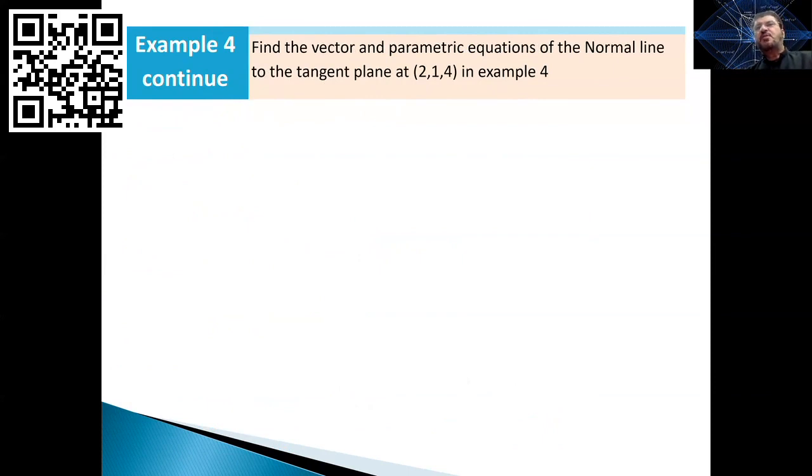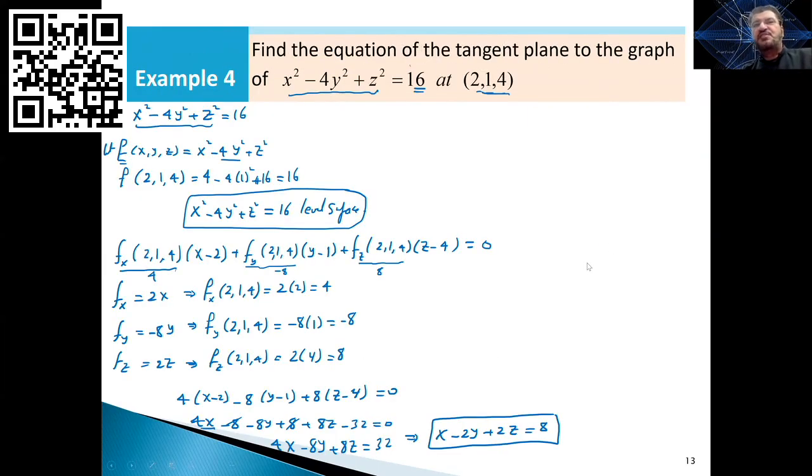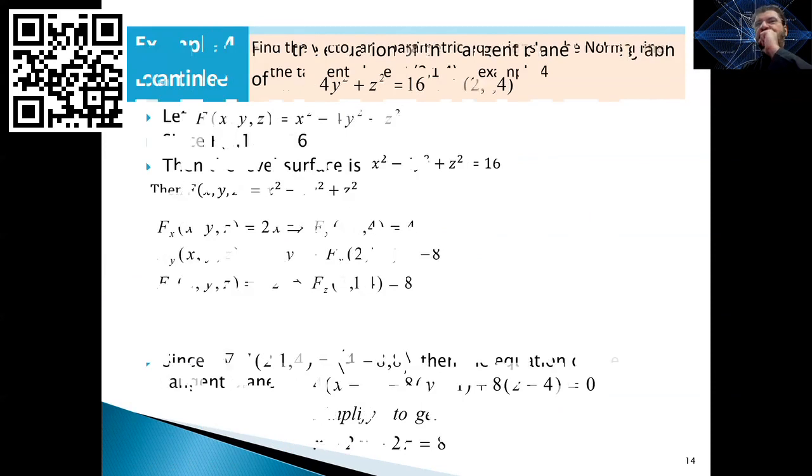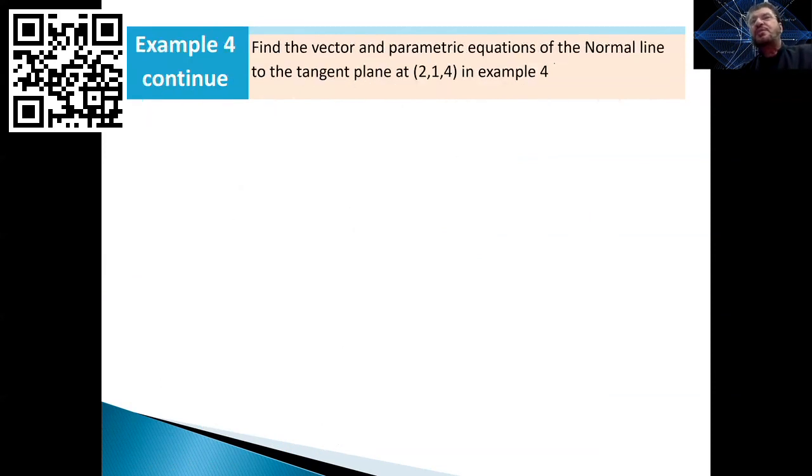Find the vector and parametric equations of the normal line to the tangent plane at this point. So we're going to go back to the same example. I had a surface, okay? I'm not going to graph the surface here, but in this one, we got that this is the equation of the plane. He wants to find the vector equation of the vector that is perpendicular to the surface. Here's the question: find the vector and parametric equations of the normal line to the tangent plane.